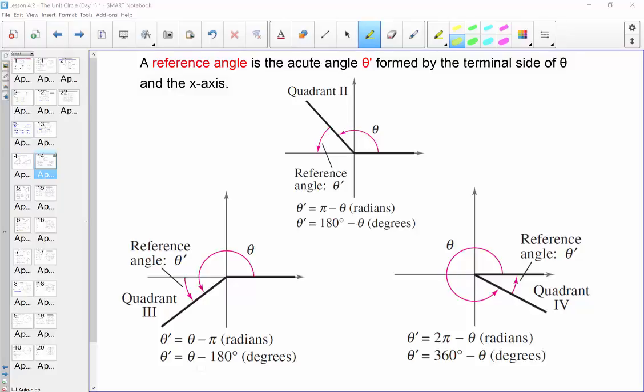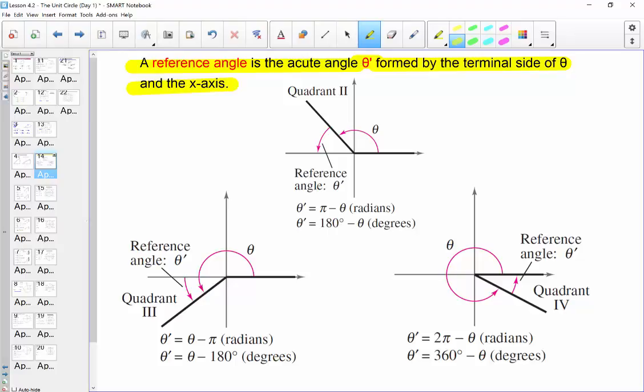In order to evaluate an angle that does not lie in quadrant 1, in other words, an angle that lies in either quadrant 2, quadrant 3, or quadrant 4, we must first determine its reference angle. A reference angle is an acute angle. Remember, an acute angle is an angle that's less than 90 degrees. Theta prime, which is just theta with a little accent, is formed by the terminal side of theta and the x-axis.